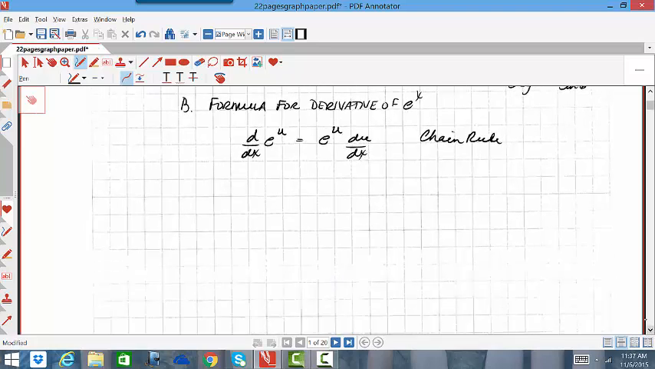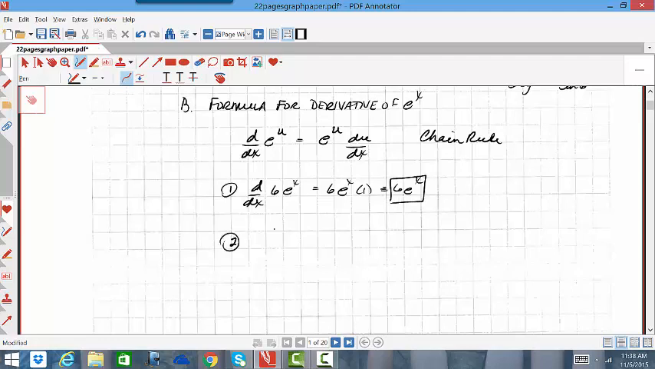Alright, so here's an example. Suppose we want to take the derivative of 6e to the x. Well, that's just 6, and the derivative of e to the x is e to the x dx, and the derivative of x is 1, so it's just 6e to the x.